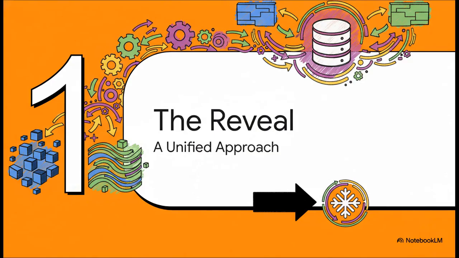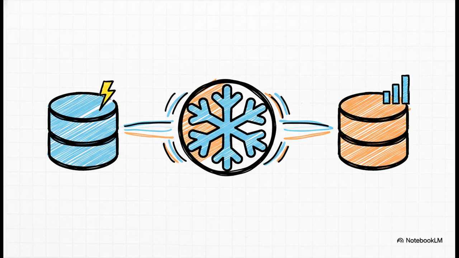But what if that old divide is finally starting to close? What if you could build just one system that's great at handling both of those jobs? Well, that's exactly where this unified approach comes into play. And that approach has a name: Snowflake Hybrid Tables. This is Snowflake's big answer to that age-old problem of having to live in two separate database worlds.